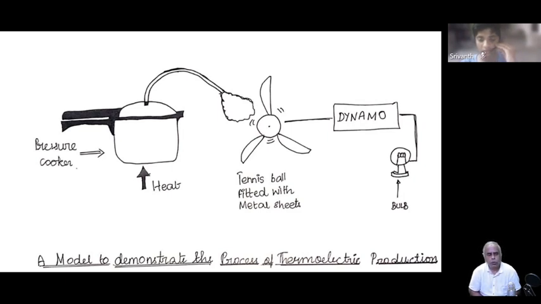Why have you chosen a pressure cooker to develop the steam? Sir, actually, the pressure cooker keeps the water at high pressure, sir. When we are releasing the steam, it comes out furiously from the pressure cooker, sir. So that force makes the tennis ball spin, sir, and the process continues. Okay, very good. Okay, thank you.